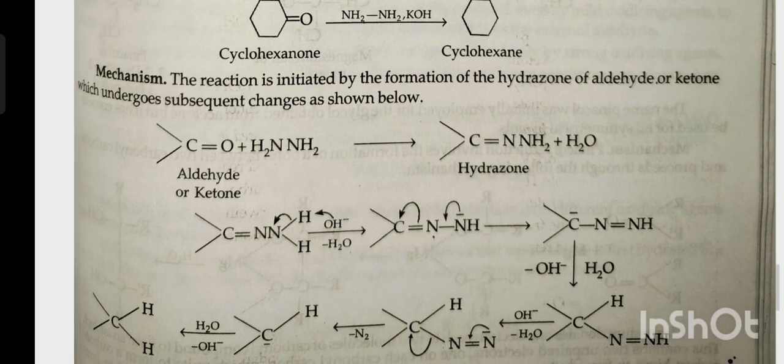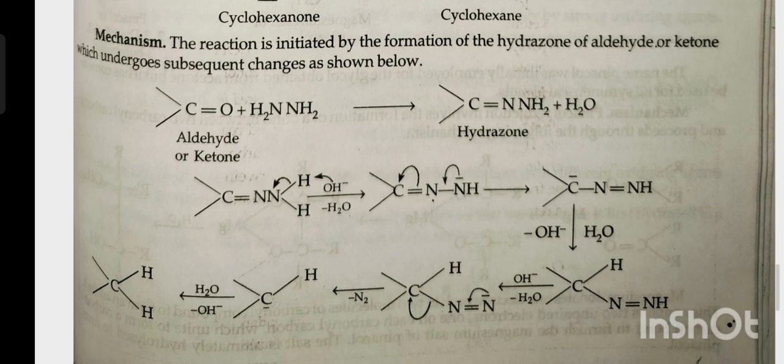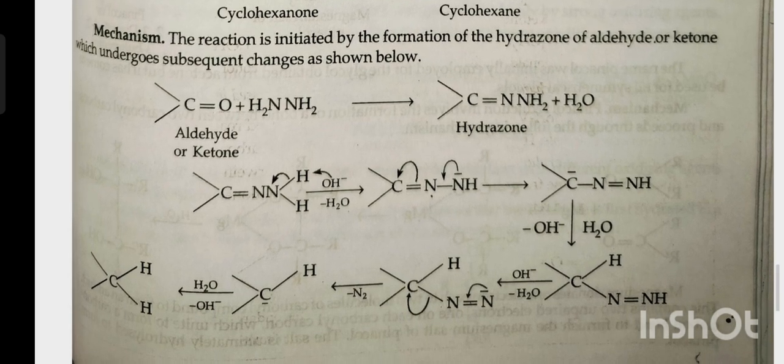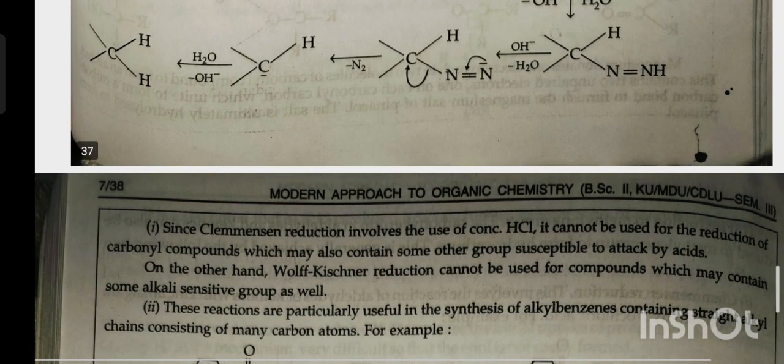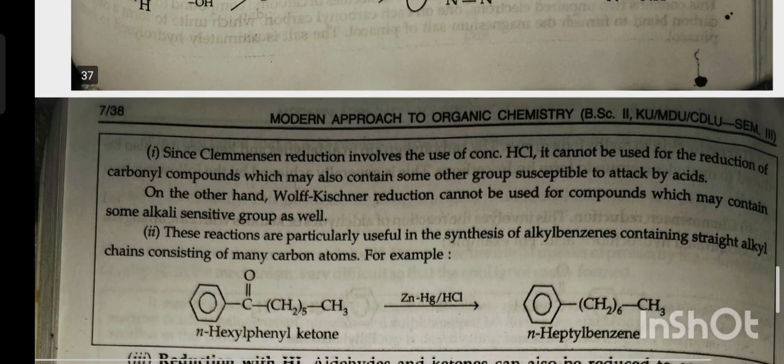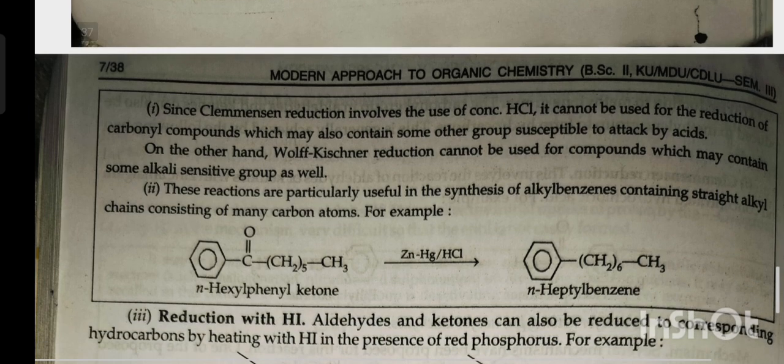Mechanism. The reaction is initiated by the formation of a hydrazone of the aldehyde or ketone, which undergoes subsequent change as shown below. First, since Clemmensen reduction involves the use of concentrated HCl, it cannot be used for the reduction of a carbonyl compound which may also contain some other group susceptible to attack by acid. On the other hand, Wolff-Kishner reduction cannot be used for compounds which may contain some alkali-sensitive group as well.